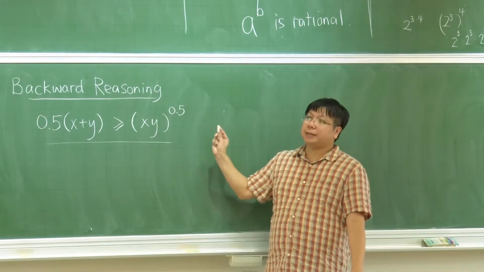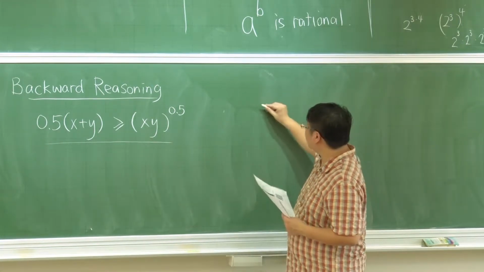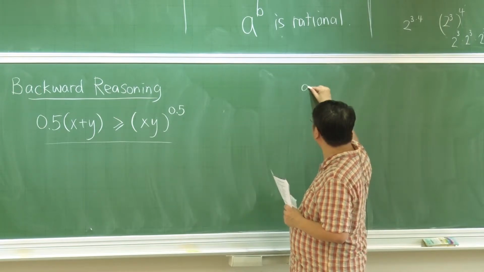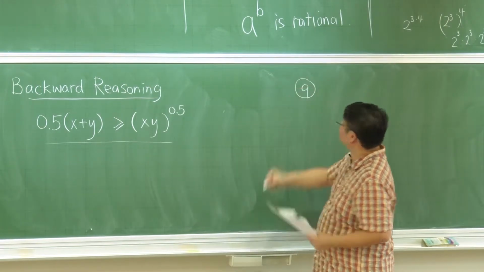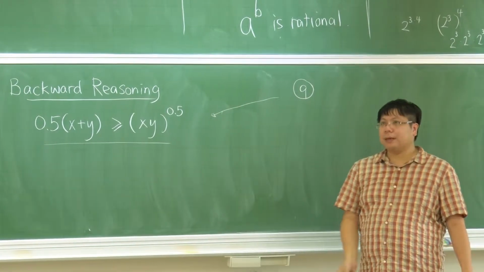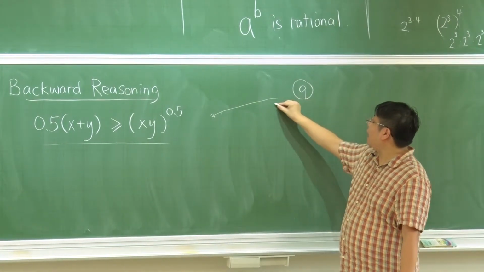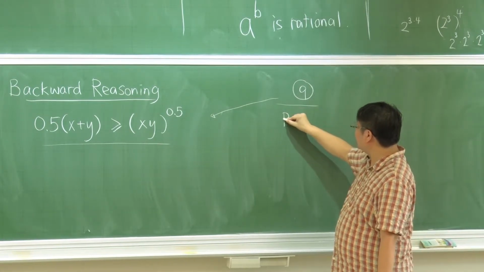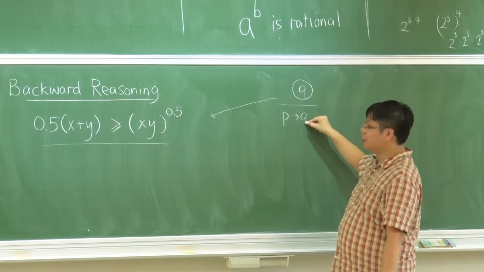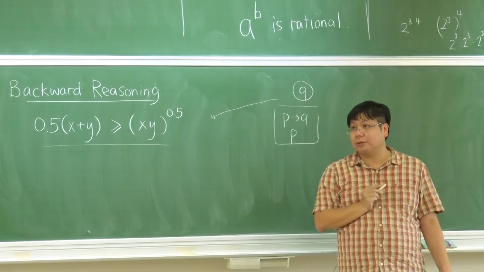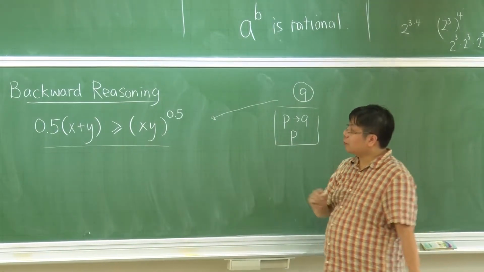So we are proving a certain statement Q. We want to show that Q is true. But backward reasoning says that if we can show that P implies Q to be true and P to be true, then we can show that Q is true. Now, look at it.